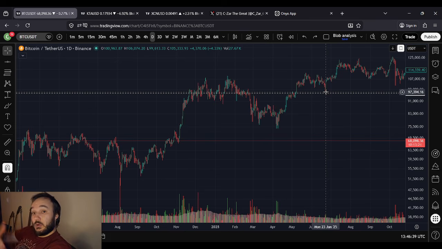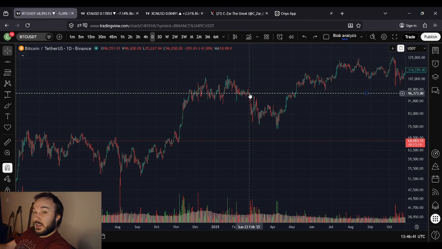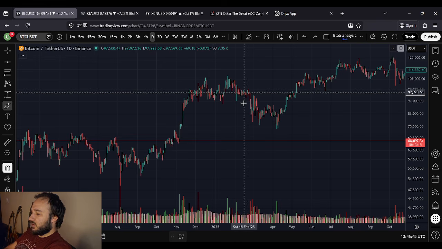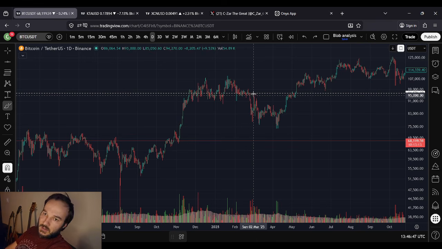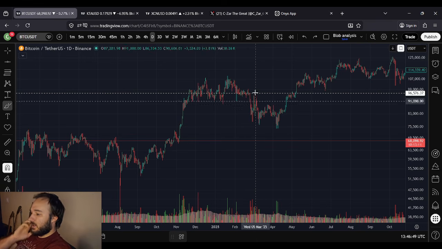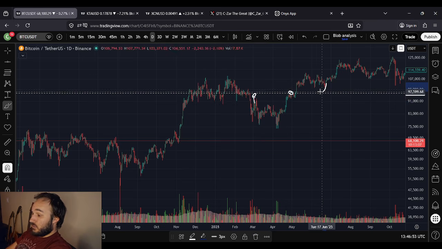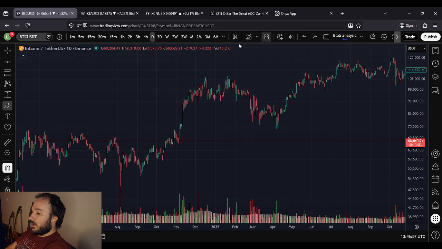Where did we find support? Oh, just above this line. You see how there's some significance there? And again, be flexible. It's not super rigid. Nothing in TA is, I mean, a lot of things are in TA, but sometimes there is flexibility. If you just sold in this general area, if you just bought in this general area, you did pretty well for yourself.